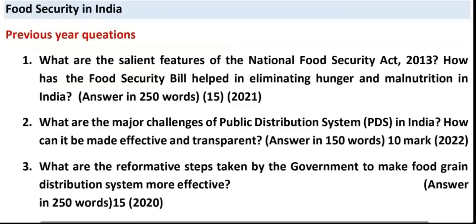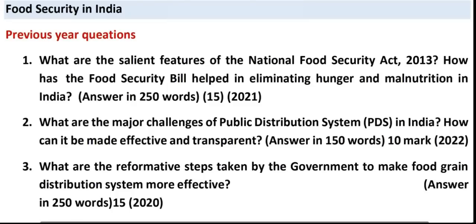So, after discussing this topic, let's see how we can utilize this knowledge and how we can incorporate these points into our mains questions. Because in the first question itself, you can see it's directly given the National Food Security Act. So, by this, you can just make out what are the features and what are the drawbacks, whatever it is going to ask. But apart from that, the rest of the two questions are asking the major challenges of public distribution system in India and how it can be effective and transparent.